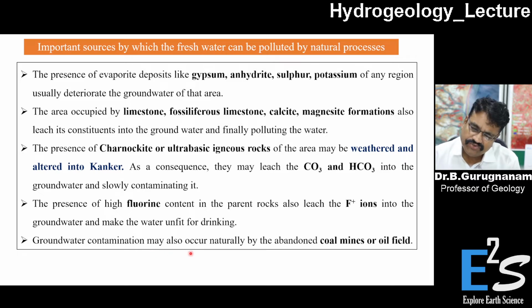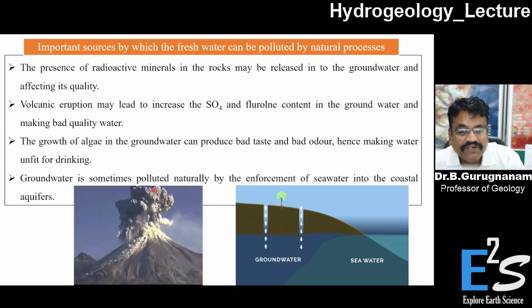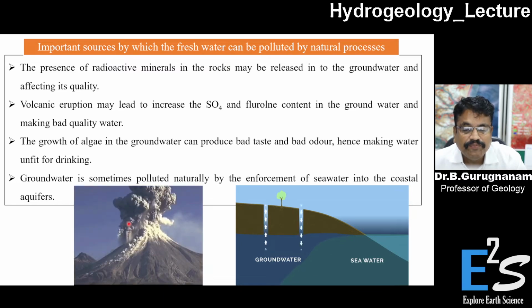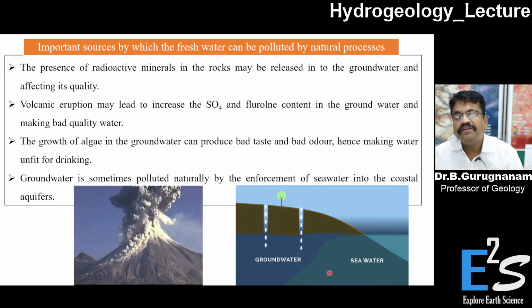Groundwater contamination may also occur naturally from abandoned coal mines or oil fields. The last slide photograph reveals the same. Look at the volcano here. When it bursts, automatically the air gets polluted. Because of the liquid movement, when it forms rain, your groundwater system will also be affected. And look at the seawater down here. When you pump, the seawater will come very close to the pumping system if the recharge and discharge are not maintained. Seawater is also one of the contaminants of pollution.